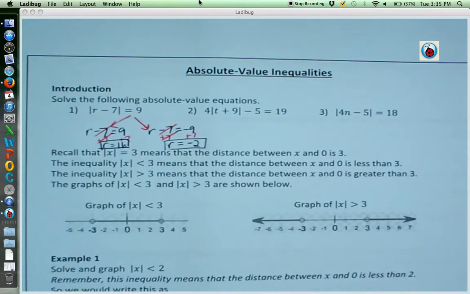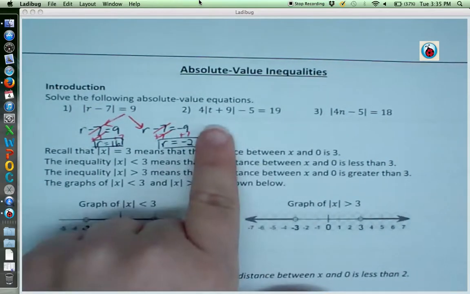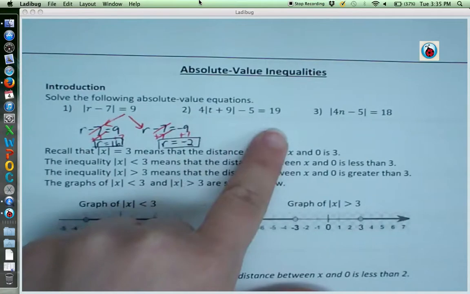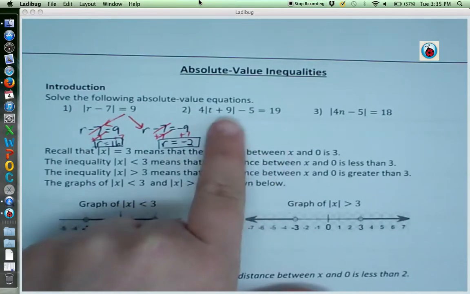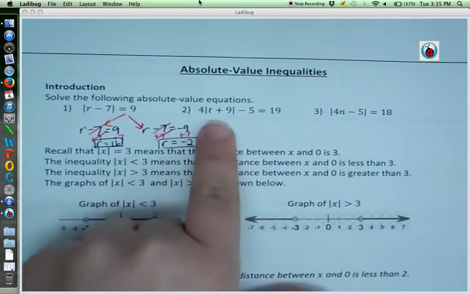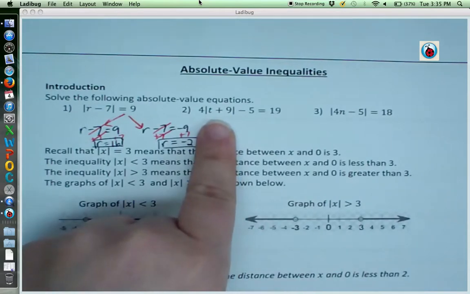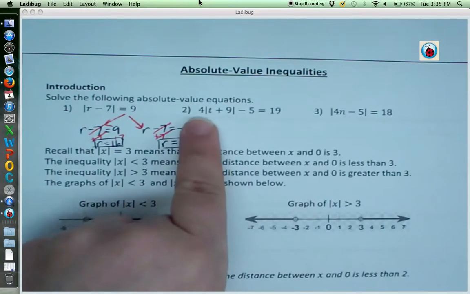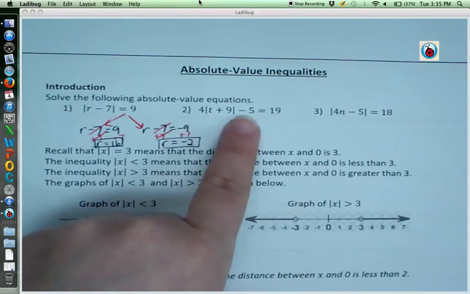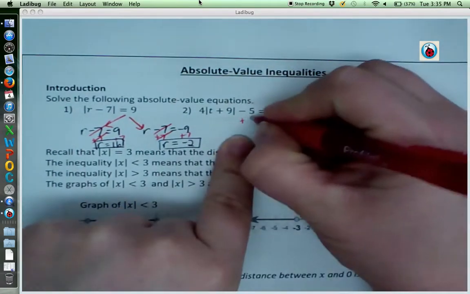Number 2 is a little bit different. We are going to be splitting this into two different equations, but first, I want to know what the absolute value is equal to. In order to figure that out, I need to get that absolute value of t plus 9 by itself first. So I'm going to get rid of the stuff around the absolute value. I'm going to get rid of this 4. I'm going to get rid of this minus 5. The first one I want to deal with is the minus 5. I'll do that by adding 5 to each side.